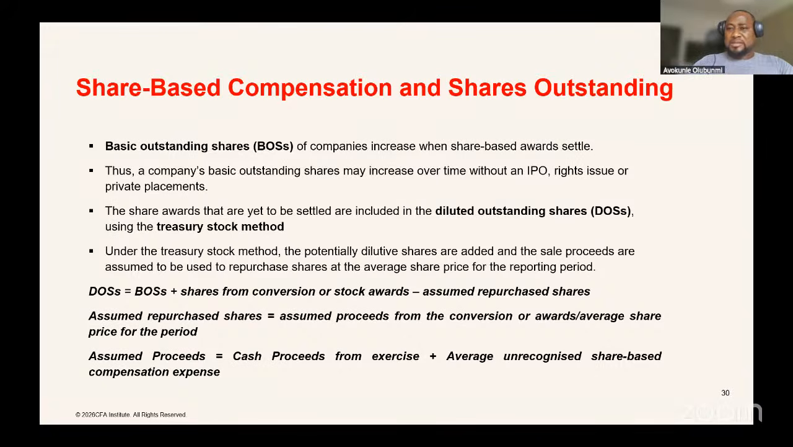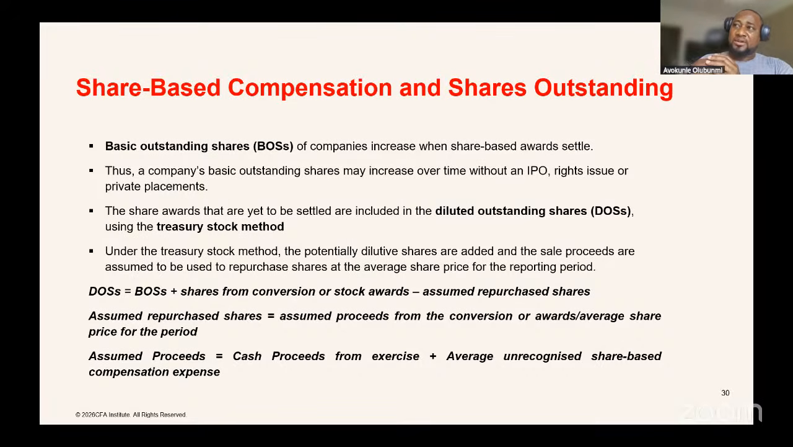Now, remember that in Level 1, you learned about EPS and diluted EPS, right? Share-based compensation can also lead to an increase in your diluted EPS. When you are computing your normal EPS, you use your basic outstanding shares, and when you are computing diluted EPS, you use your diluted outstanding shares. One of the implications of share-based compensation is that you can have a significant increase in your outstanding shares, even when you've not done a rights issue or an IPO. Because as you issue shares to your employees, the number of shares can actually increase if you are not buying them back from the market. So your outstanding shares can be increasing, which will affect your EPS when you have share-based compensation.